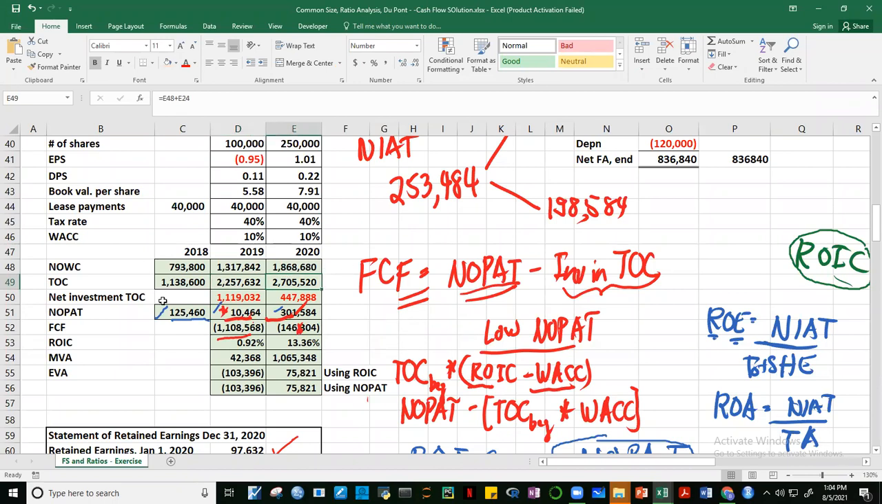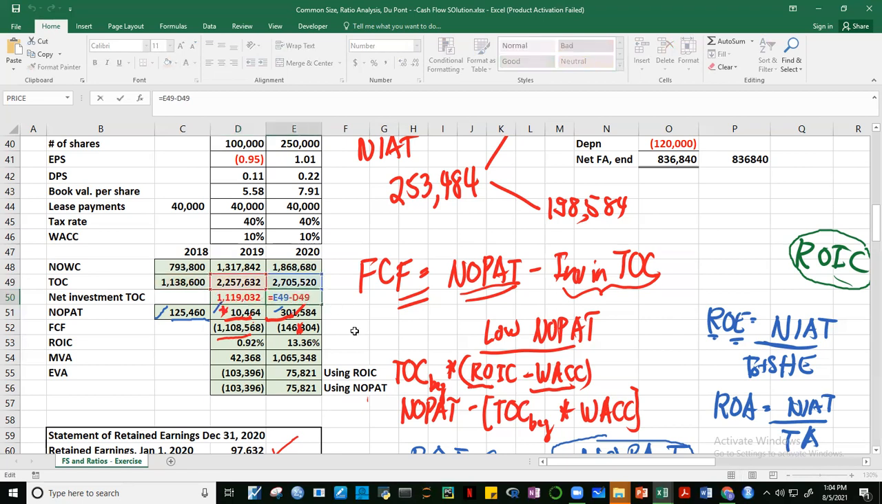From here, guys, we're able to compute for the net investment. Now, we have no net investment in 2018 because we don't have 2017. We're supposed to get the difference between TOC 2018 minus TOC 2017. Since we don't have that, then we have no figure here. But we have it in 2019, which is just the difference between TOC 2019 minus TOC 2018. Okay, same with 2020.